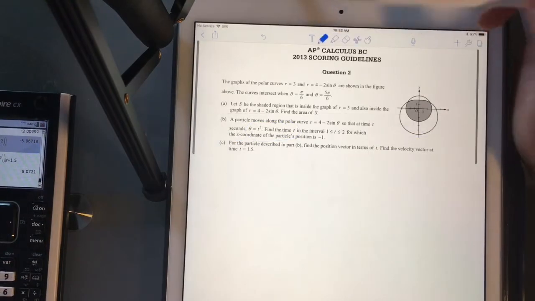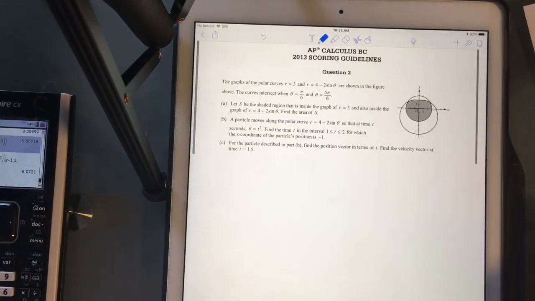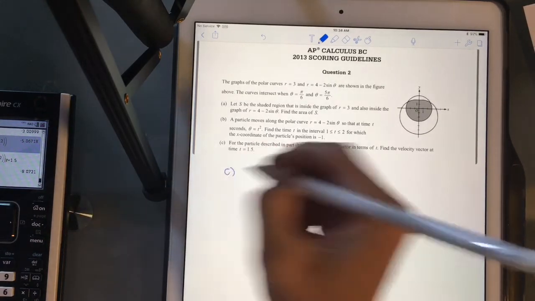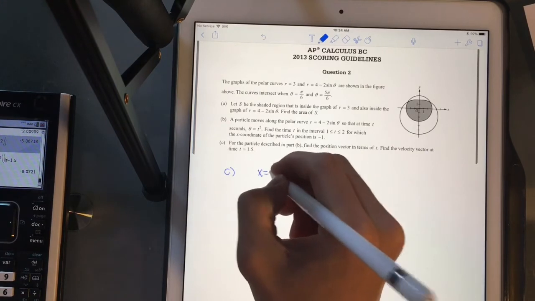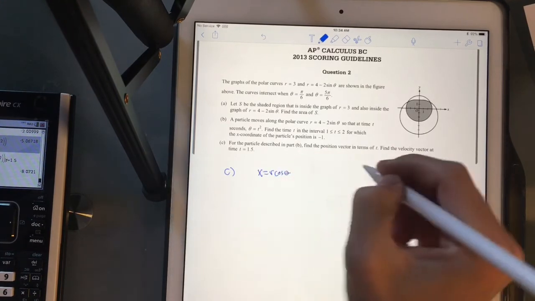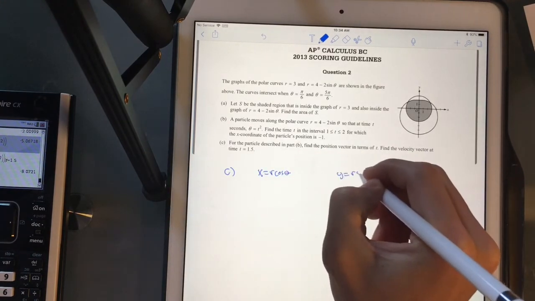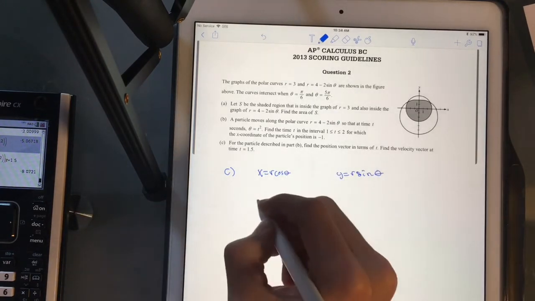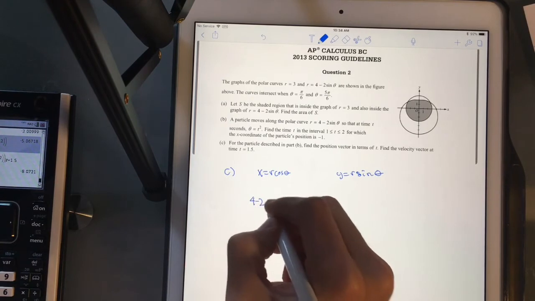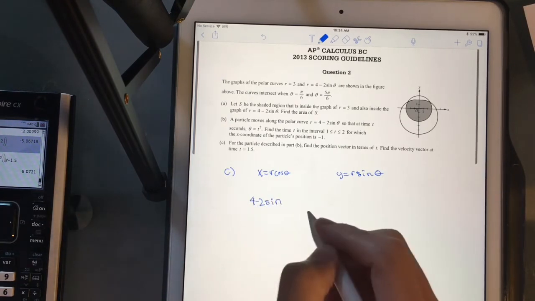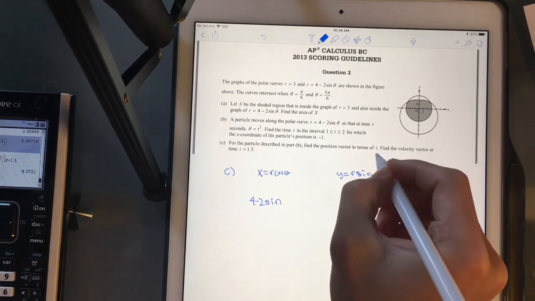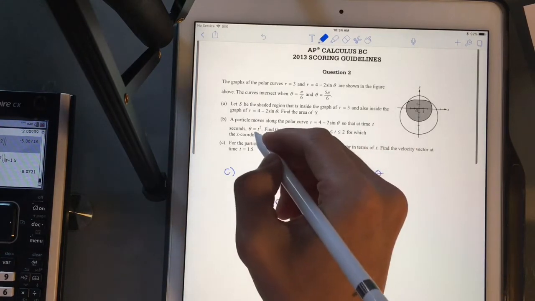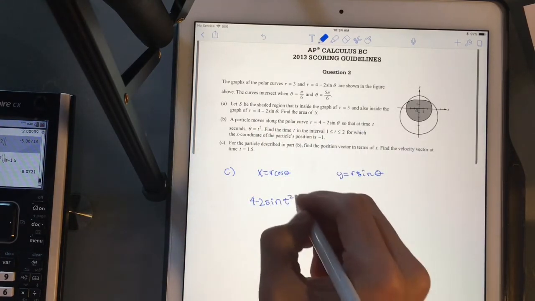Okay, now part C. For the particle described in part B, find the position vector in terms of t. Find the velocity vector at time t equals 1.5. Now remember these equations? You're going to need these for this one. Position vector, r. Now, instead of theta, we'll use it in terms of t. And in part B, they told us theta equals t squared, so we'll do t squared.